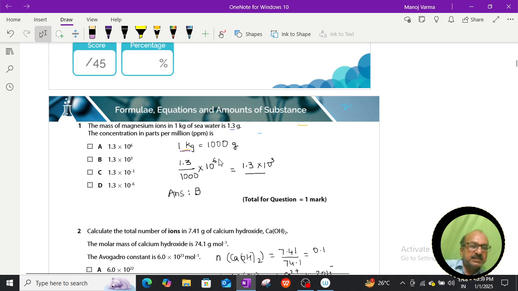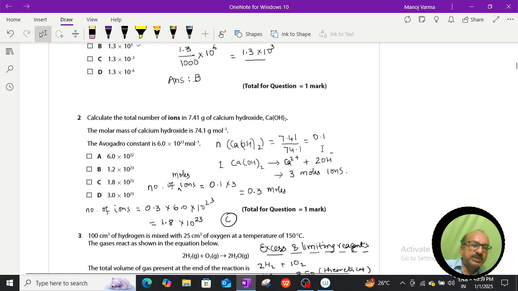Parts per million means in 10 raised to 6 parts. So we just apply this formula, and on solving you can easily see that it will be 1.3 into 10 raised to 3, which is the answer B, and therefore B is the correct answer. Hope you understood. Let's go to the next question.